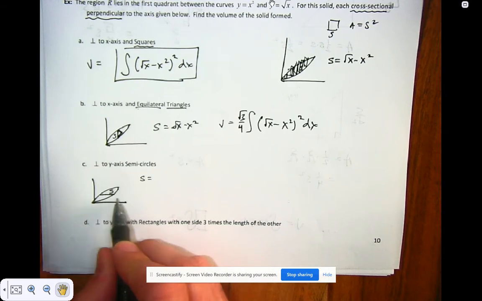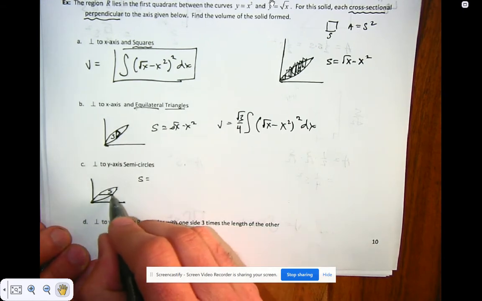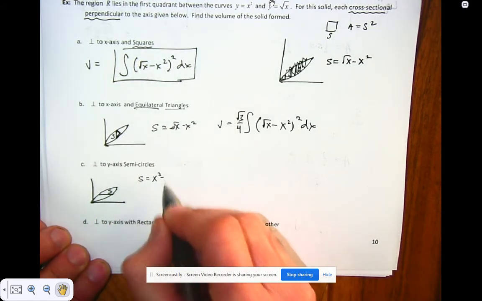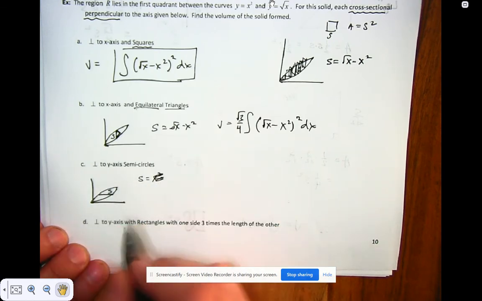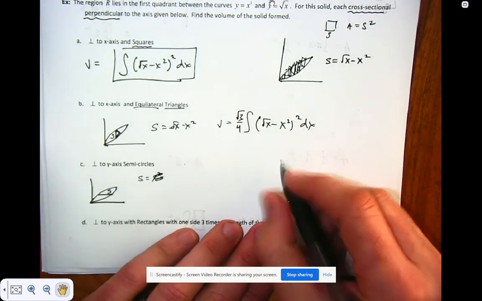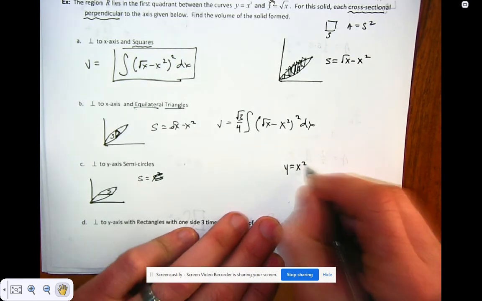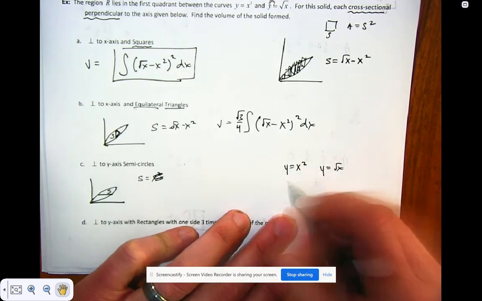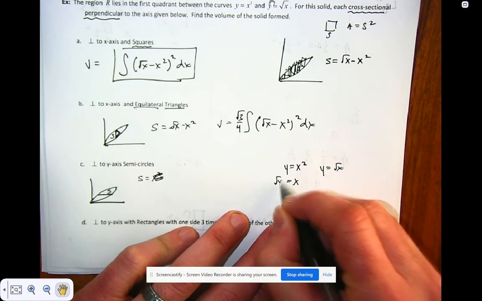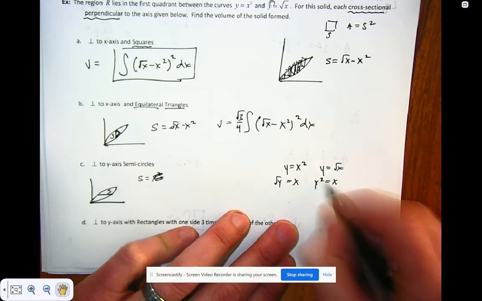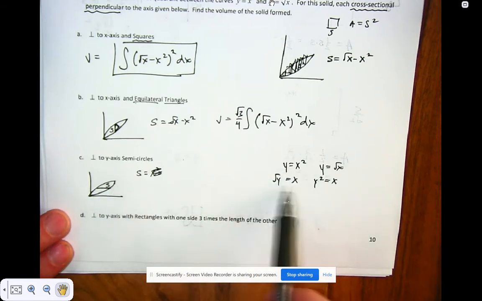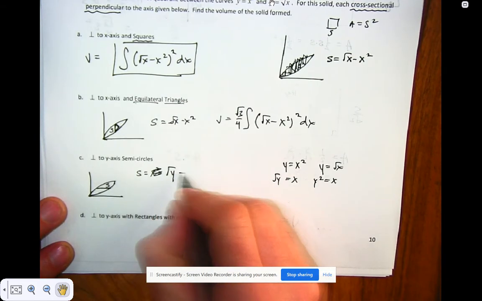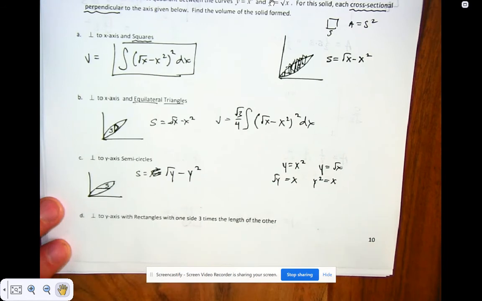In calc, guys, if you draw a line segment, it's top minus bottom or right minus left. So it's x squared minus root x, but that's wrong because we're doing right minus left, so everything's in terms of y's. So come over here. We have y equals x squared, and we have y equals root x, which means x is equal to root y, and x is equal to y squared. And so the right-hand side here, that's the y equals x squared. So it's going to be root y minus y squared.